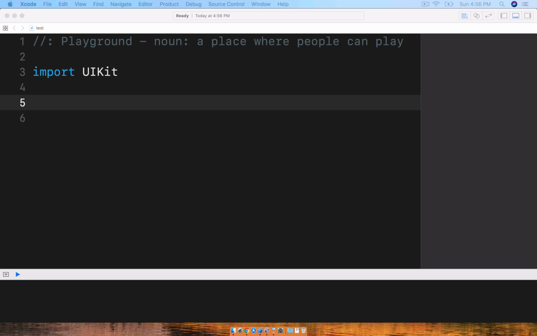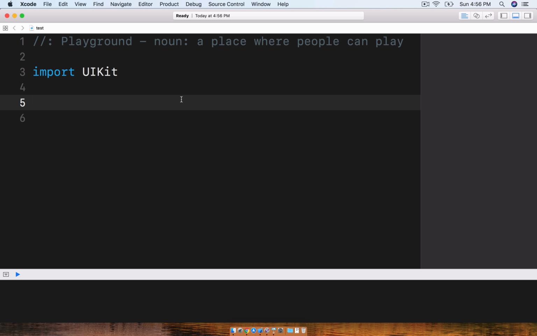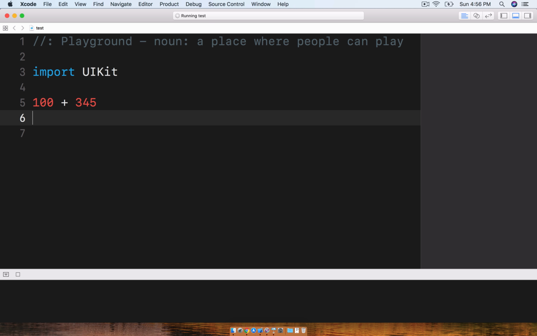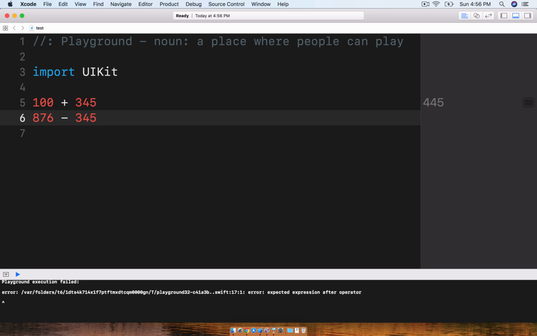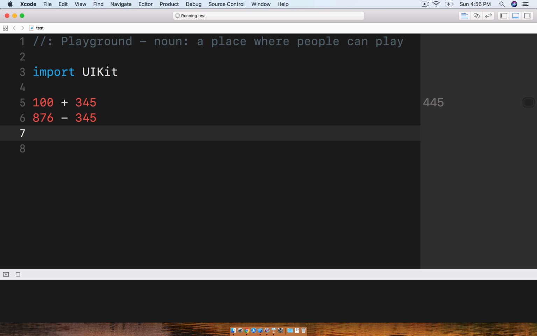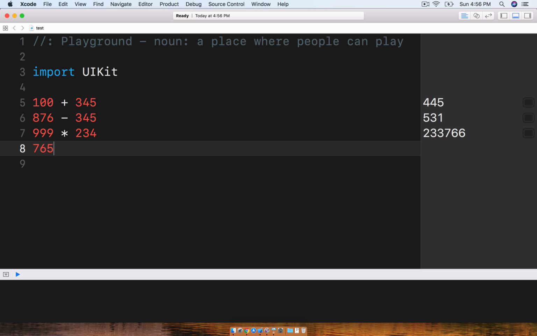But anyways, arithmetics. It's math. Addition, subtraction, multiplication, division. If you've been working on computers for any time, you might be familiar with how everything works. We have 100 plus 345. That's addition. We got 876 minus 345. So we got 999 multiplied by 234. We got 765 divided by 35.